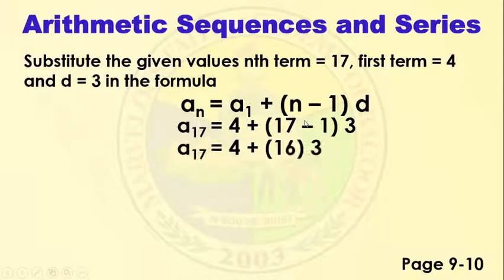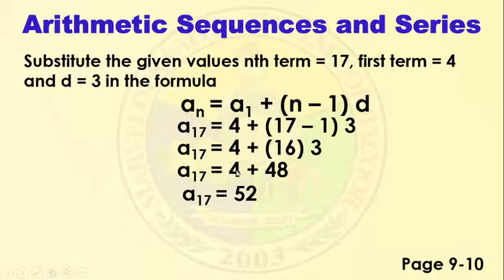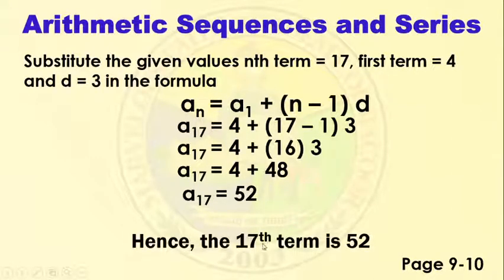Next, a sub 17 equals 4 plus 17 minus 1, the answer is 16, times 3. A sub 17 equals 4 plus 16 times 3, the answer is 48. A sub 17 equals 4 plus 48, the answer is 52. Hence, the 17th term is 52.